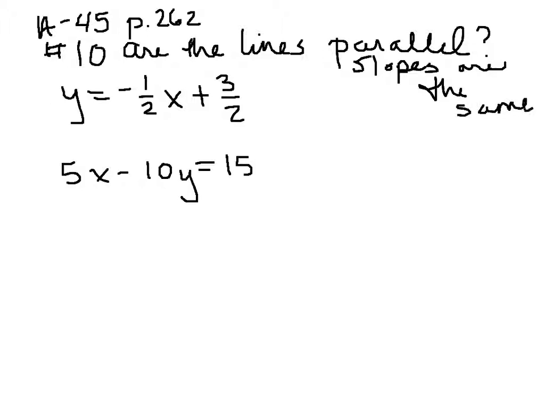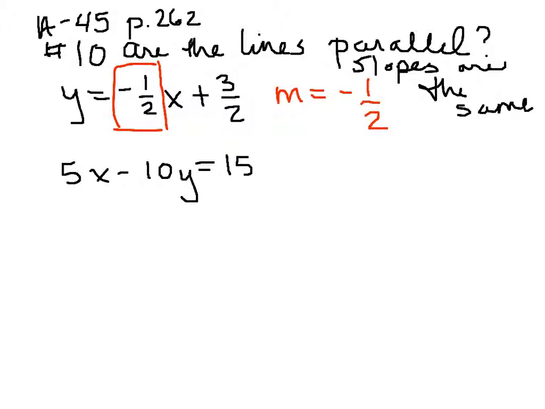So let's go ahead and take a look here. This one, in the first equation, our slope is right here. It's in slope-intercept form, so I can just go ahead and pull that one out. And I know of that line, my slope is equal to -1/2. Unfortunately, it's not quite so easy in the second one.